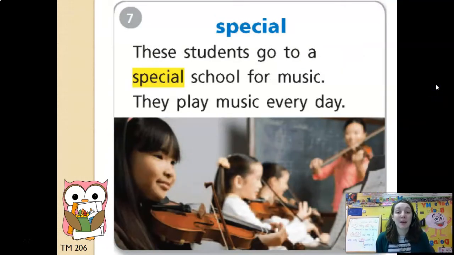All right, number 7 is special. These students go to a special school for music. They play music every day. Okay, so for special, we're going to make a heart with our hands and say it's unique. So special, unique. So we have culture, traditions shared by people, community, the people around you, languages, transportation, subjects, things you study, lessons, things that are taught, special, unique.